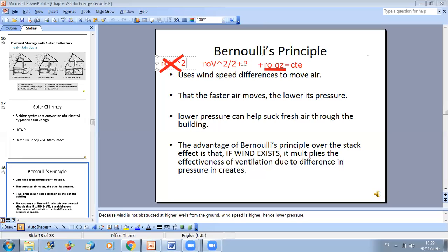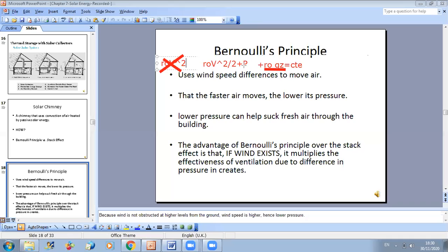Now, the advantage of Bernoulli's principle over the stack effect: when we talk about stack effect, it means that we just rely on variation in temperature, which is equivalent to buoyancy. Temperature increase will lead to decrease of density, which will lead to motion of air. So you can have motion of air by two effects: by pressure drop, which can be done by increasing the speed, which can be obtained when we have wind. And the second effect, even if we don't have wind, if we heat our air, the density will be reduced, and then due to buoyancy, it will move upward.